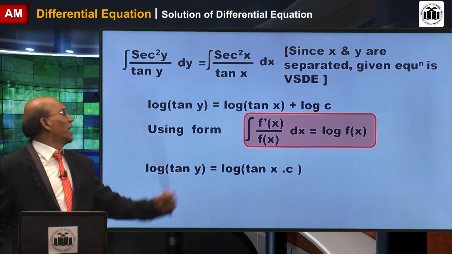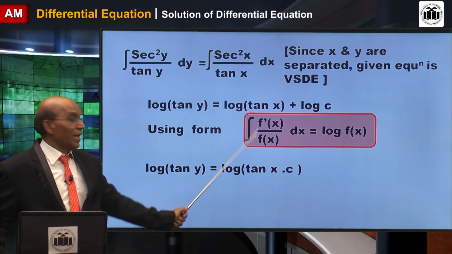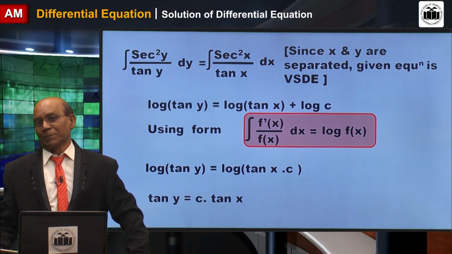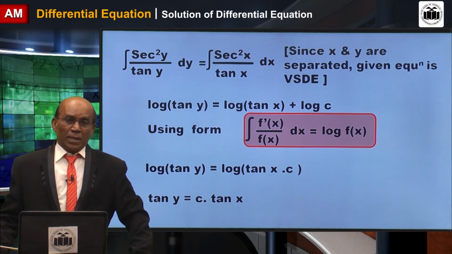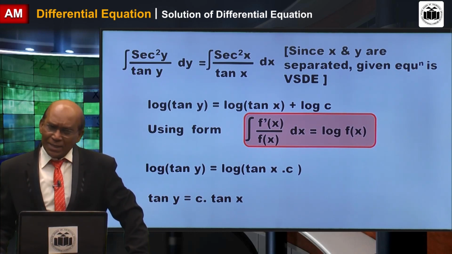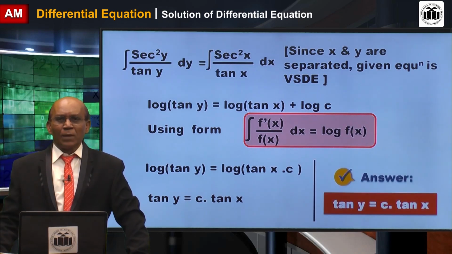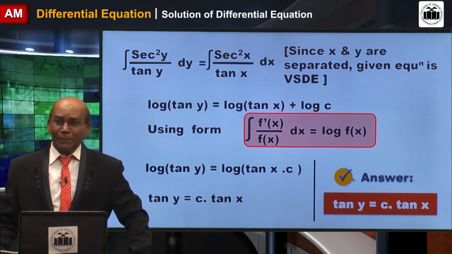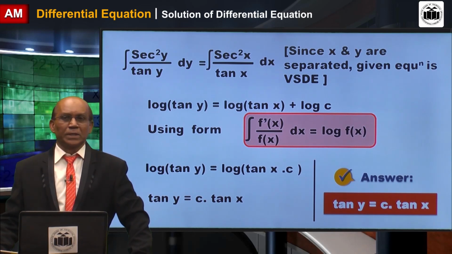Again we apply the laws of logarithm here also, and the logs get cancelled from this expression. Tan y equals c tan x. Can you guess the answer? See, the answer is here: tan y equals c tan x. We can interpret this in any way, but we write it as tan y equals c tan x.